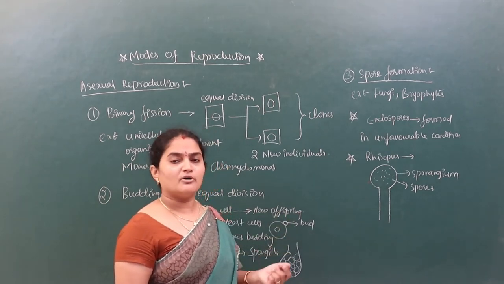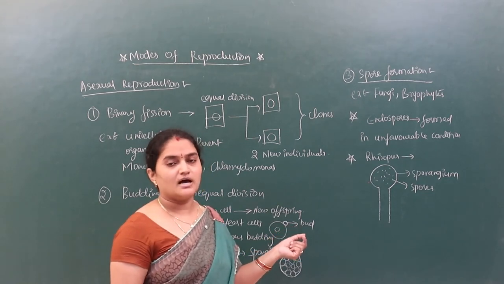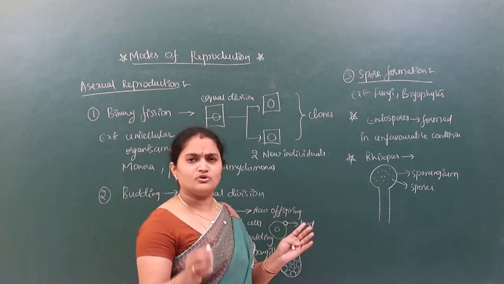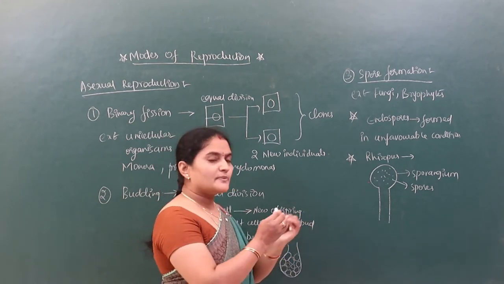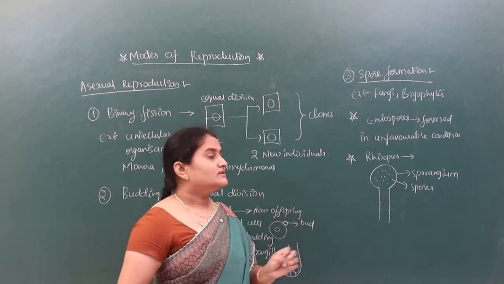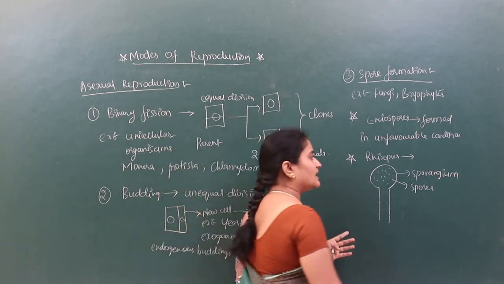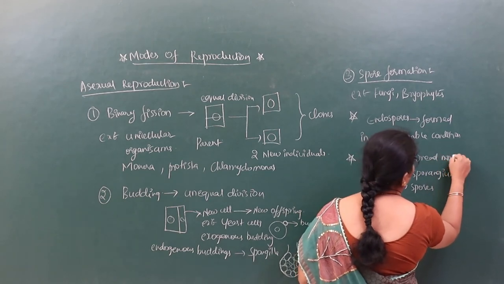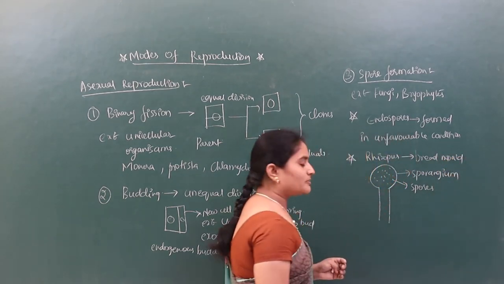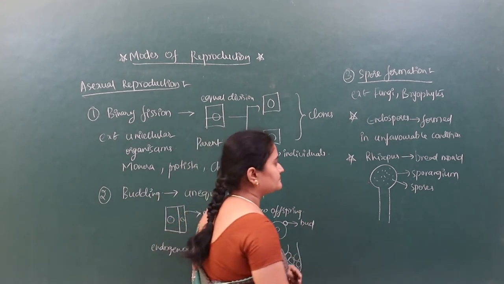This type of sporangium is considered as basidiocarps or basidiosporangium. You will get this in your next sessions. Rhizopus is famously called bread mold, where in unfavorable conditions it forms spores inside the sporangium.